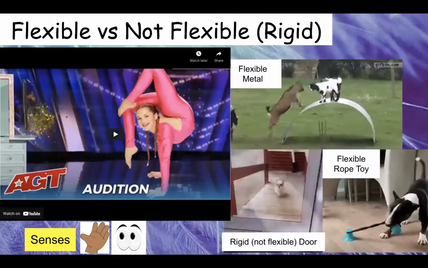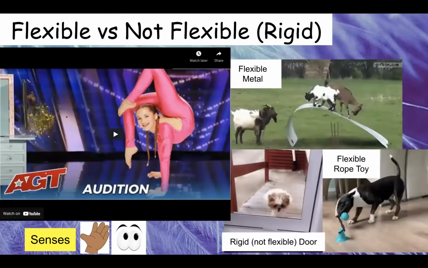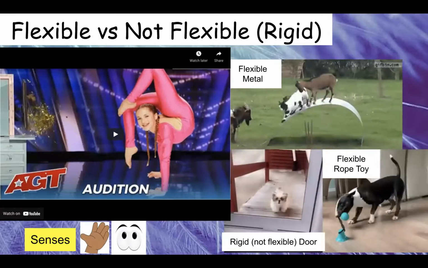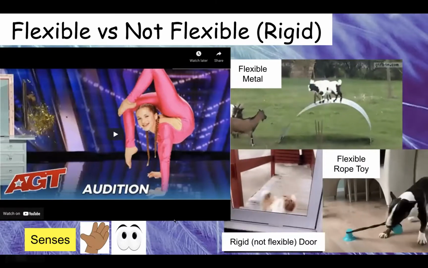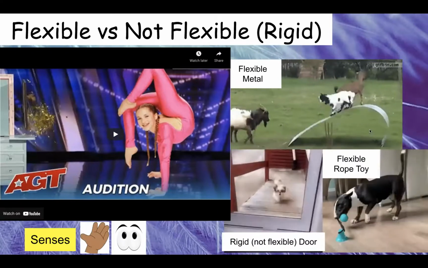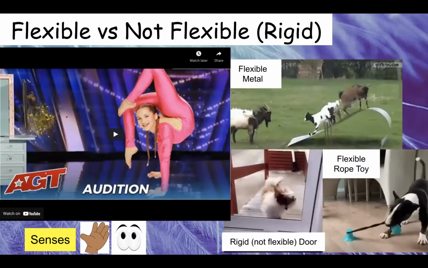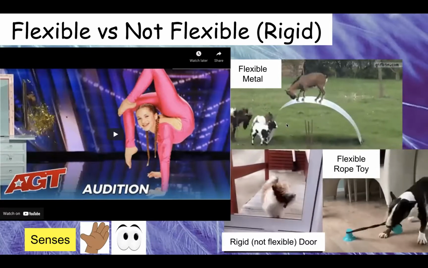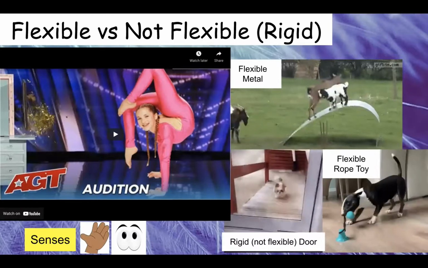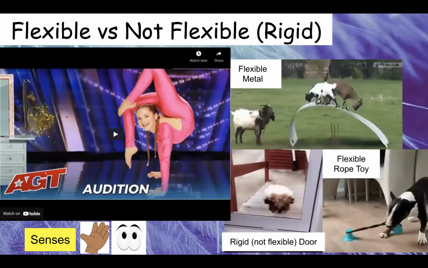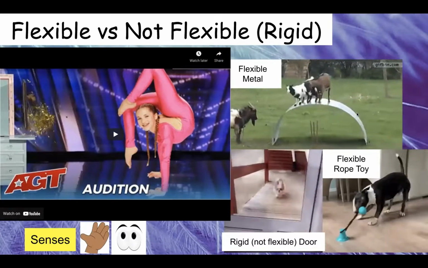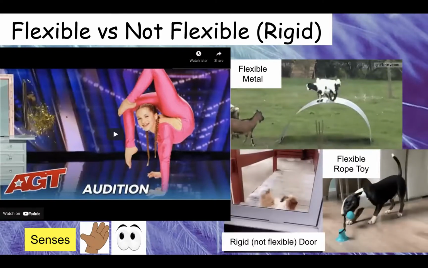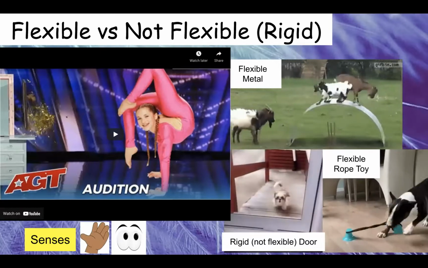And our next words are flexible and not flexible. So if something is not flexible, we can say that it is rigid. So let's look at some examples. So here we have a flexible piece of metal. It's called a steel ribbon. And because this metal is so flexible, it's often used as a toy. And you can see we have some goats that are running and jumping on it to play with it. So you can see how it flexes and bends. So things that are flexible can be bent rather easily, and it's usually not going to break.